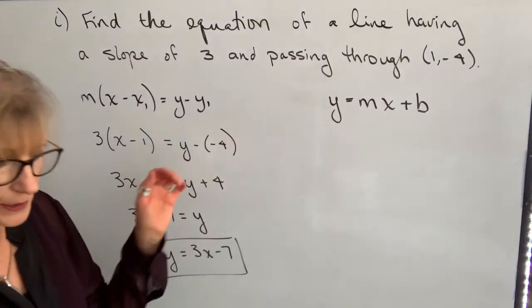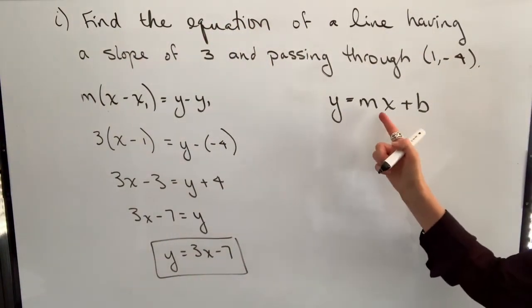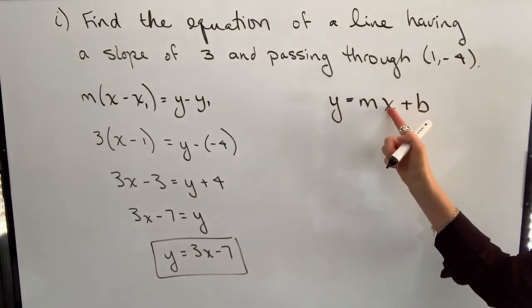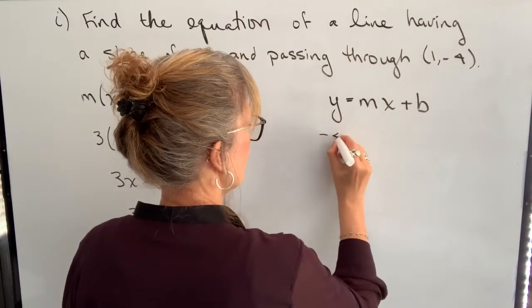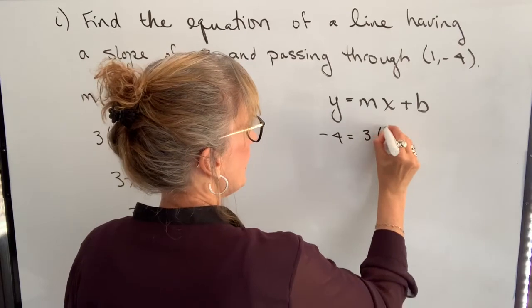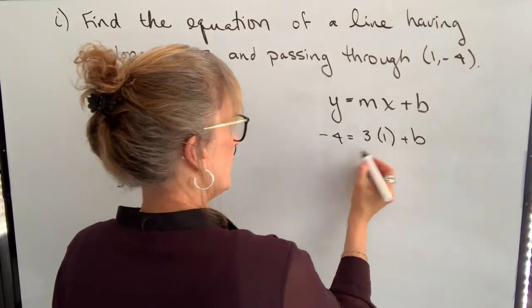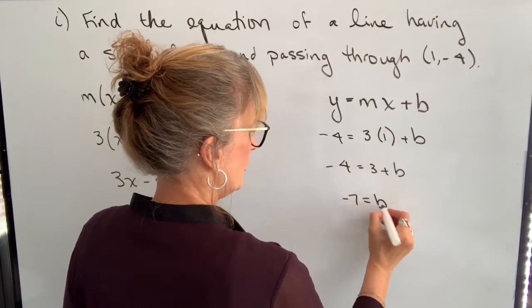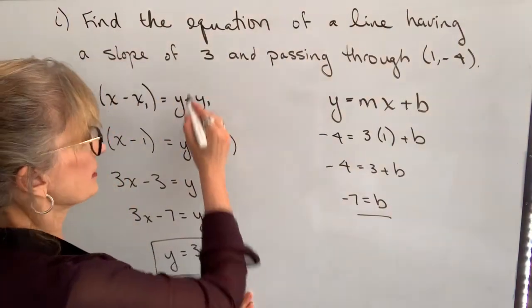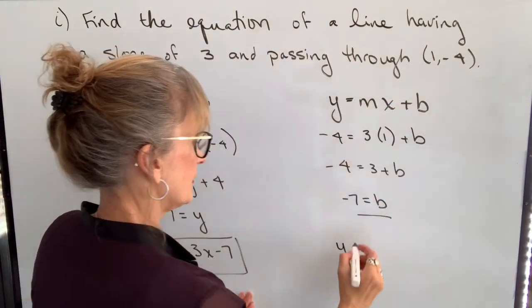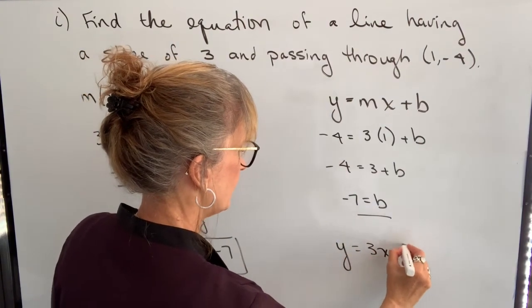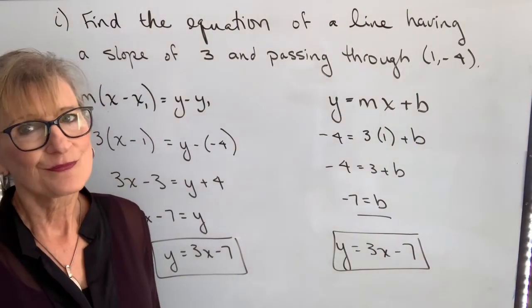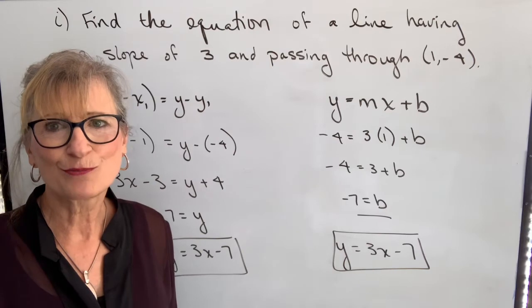If I were to do the question using the slope-intercept, what I'm going to do is find the intercept. So I use my y value, my x value, and my slope. So y is -4, slope is 3, x is 1. I subtract a 3 from both sides. Once I have my intercept and I have my slope, I plug into my slope-intercept form, so it will be 3x minus 7. So either method gives me the same result. Which one do you prefer? Let's do some more examples.